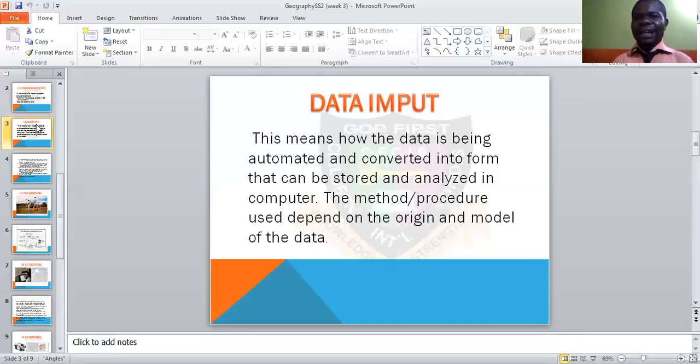So what am I saying? The computerized world has come into geography. That's what we are looking at today, talking about data input. It means how the data is automated, that is, gotten and then converted into a form that can be stored and analyzed. I'm talking about storing information now. They analyze them in the computer. That is the computerized geography world that we are now living in.